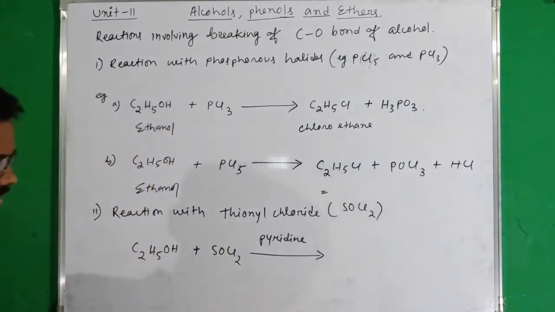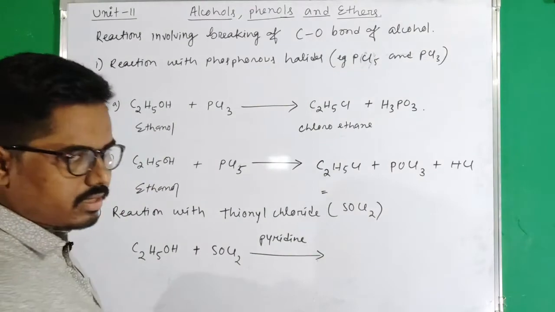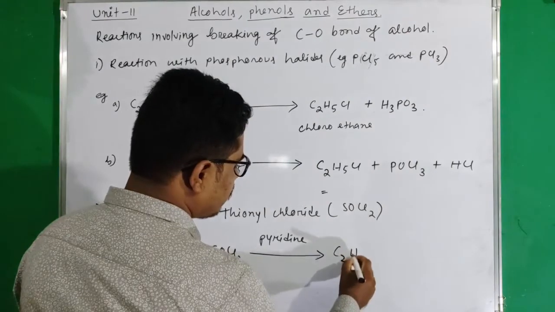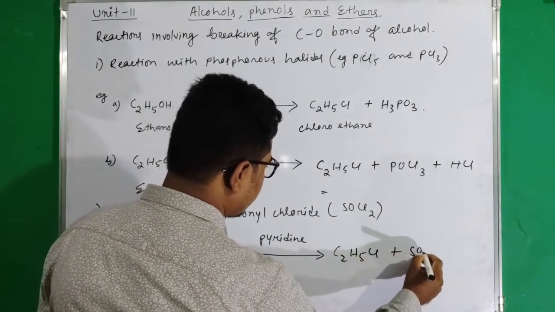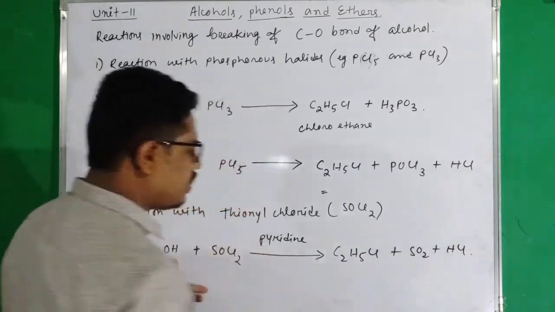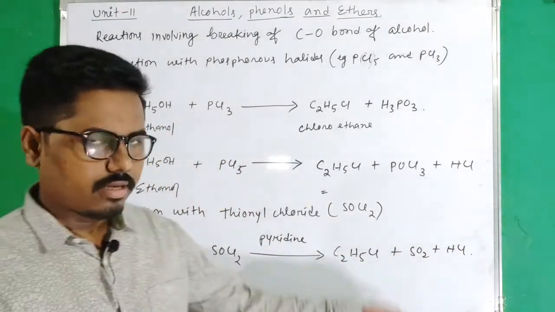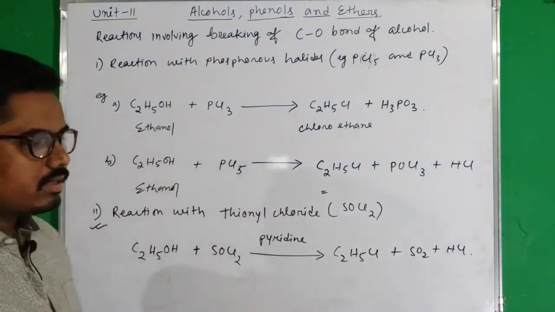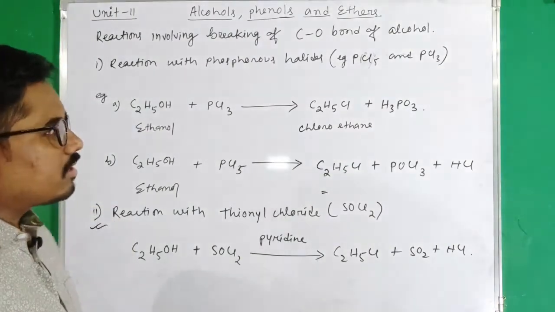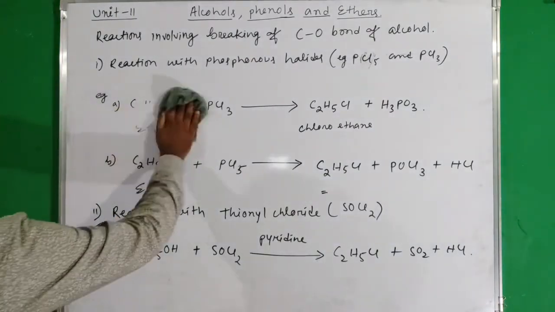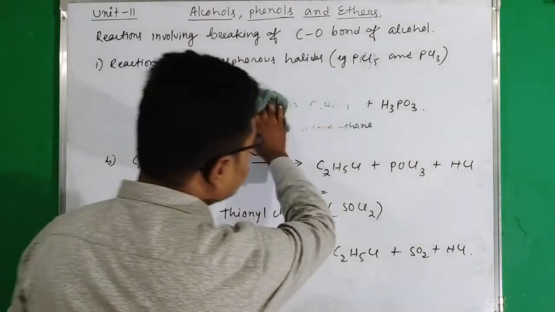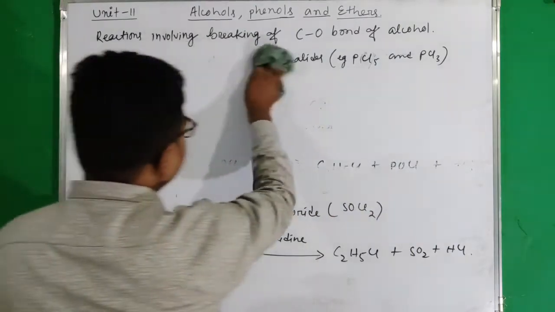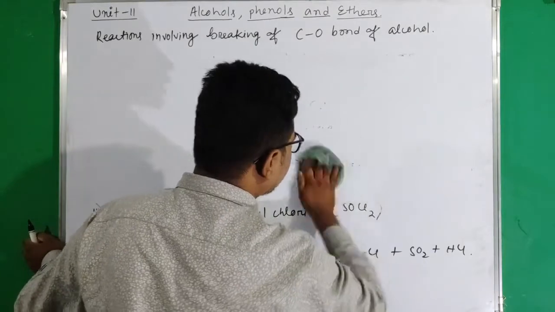In this case also chlorine is present, and the chlorine will replace the OH group, resulting in C2H5Cl, and the side products are sulfur dioxide and HCl. You have again studied this reaction in unit 10. And now another, and the most important reaction of this chapter, is dehydration. Now we will study dehydration of alcohol.